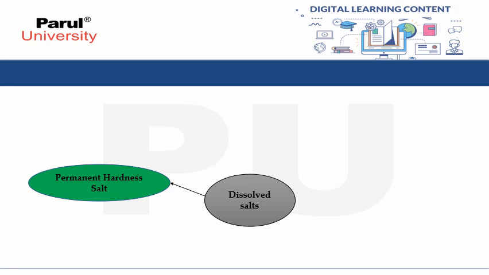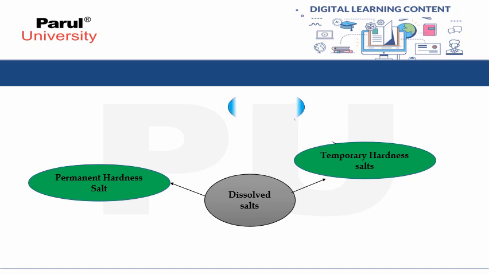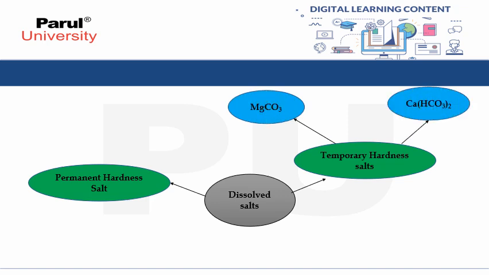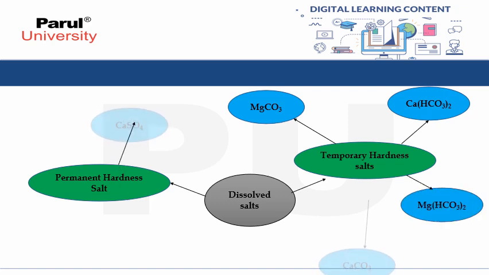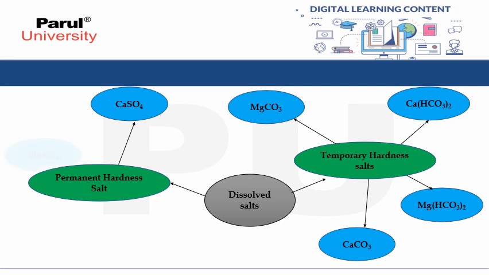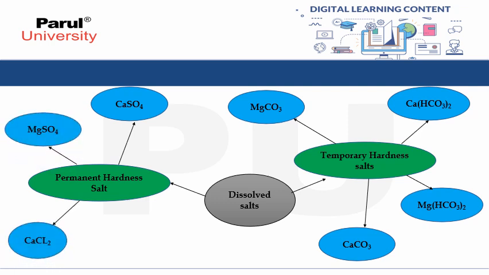The different types of dissolved salts present in permanent hardness and temporary hardness are: temporary hardness salts are magnesium carbonate, calcium bicarbonate, magnesium bicarbonate, and the permanent hardness salts are calcium sulfate, magnesium sulfate, calcium chloride, magnesium chloride.